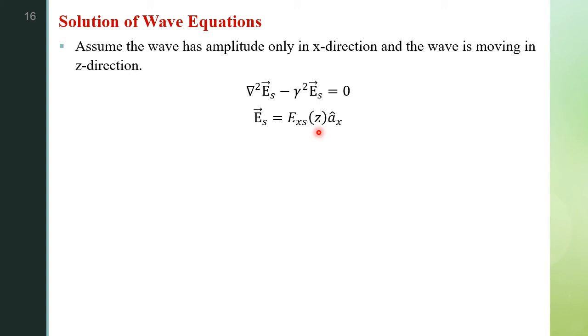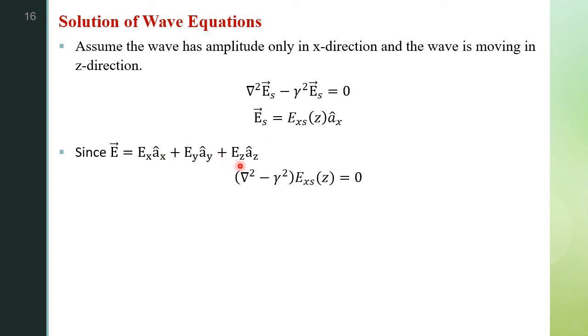So we can write that any electric field vector can have x, y and z components. So it is Ex Ax cap plus Ey Ay cap plus Ez Az cap. Now, when you consider the phasor form, a subscript S will be present in addition. So, since here we have only the x component, you can write it as del square minus gamma square Exs of z equal to 0. So, this is a second order differential equation. We need to solve this and find the value of Exs of z.